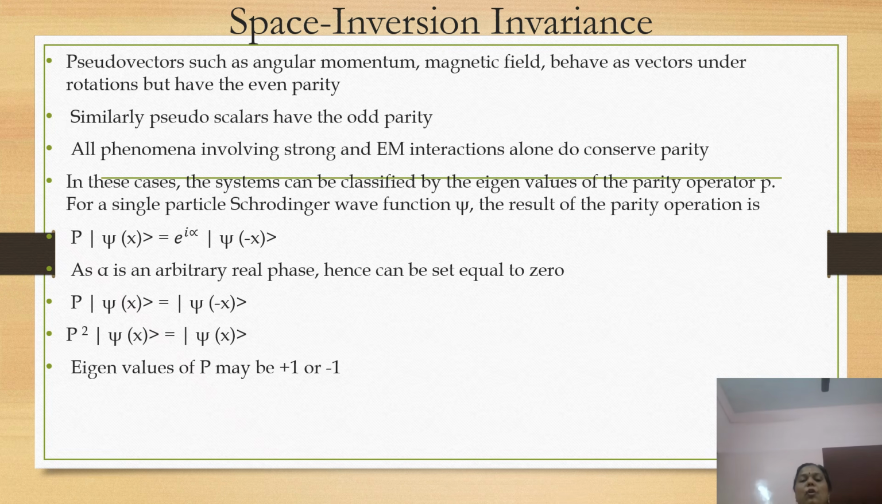All phenomena involving strong and electromagnetic interactions alone do conserve parity. In these cases, the system can be classified by the eigenvalue of the parity operator called P. If the parity operator acts on the wave function psi of x, that results in e power i alpha psi. What is e power i alpha? e power i alpha is called an eigenvalue. So the parity operator acting on psi of x will result in psi of minus x. P squared of psi of x will be equal to psi of x, where the eigenvalues of P are plus 1 or minus 1.